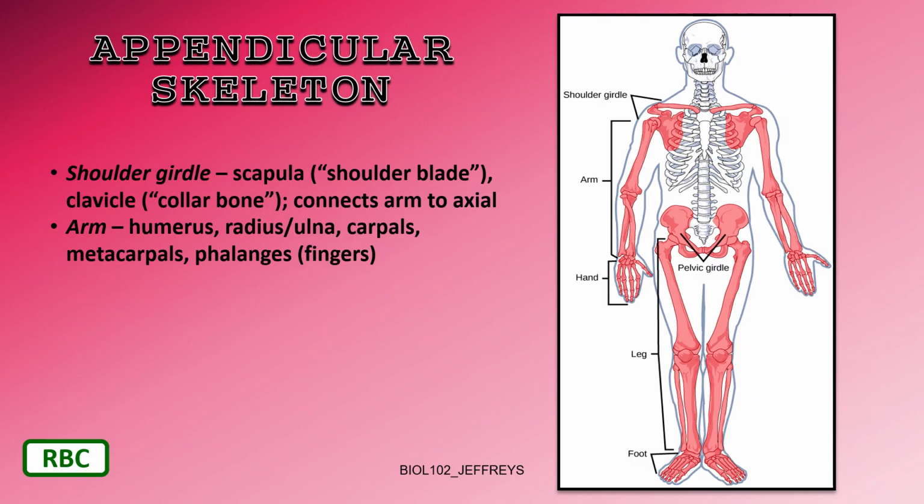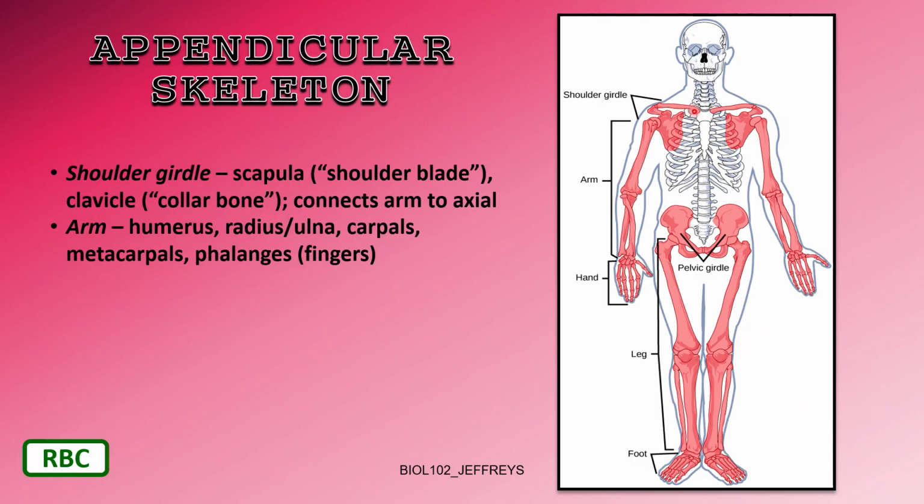So the appendicular skeleton, we have the shoulder girdle, which consists of the scapula and the clavicle. Now the scapula, we often refer to that as the shoulder blade. That's on the posterior side, but you see it here, this big triangular bone. And the clavicle is your collarbone, and that's the one here in front on the ventral side.